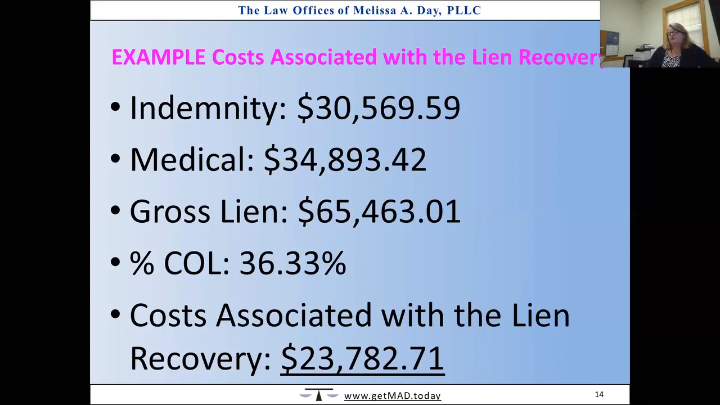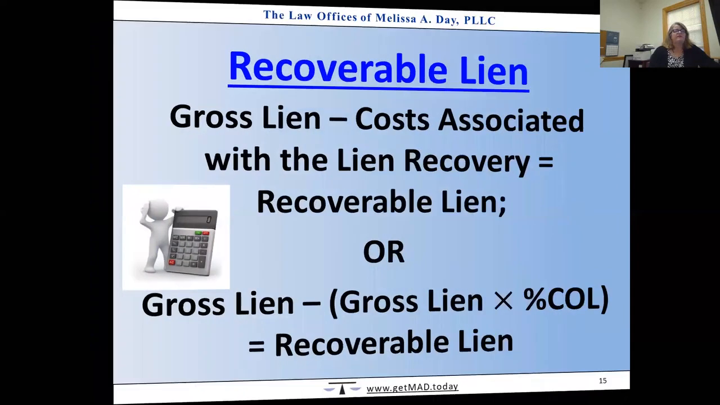You would have to pay attorney's fees and costs associated with that. And so you would pay them at the percent cost of litigation of 36.33%. So your lien is going to be reduced by $23,782.71. And that brings us to our next example.